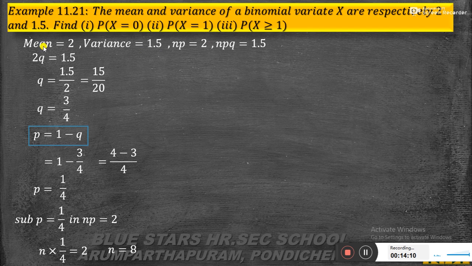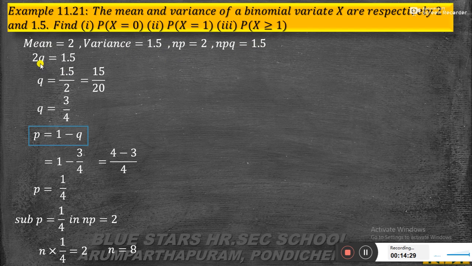So you see here, mean means its formula is np equal to 2. Variance means its formula is npq equal to 1.5. So mean means np, so on the left hand side I write np. Variance means I write the formula npq, so npq equal to 1.5.